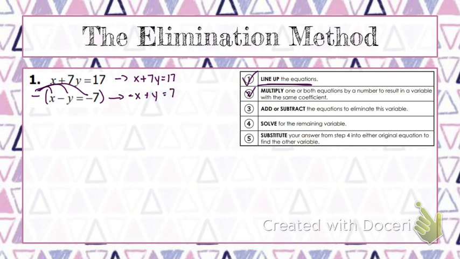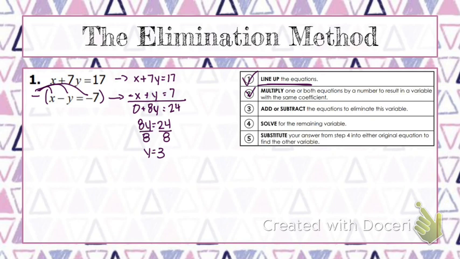And now we can add these together. So once we've distributed that subtraction, we just add these up. So x plus negative x is 0. 7y plus 1y is 8y. And then 17 plus 7 is 24. So now we have this equation, 8y equals 24. And we want to solve that for y, so we're going to divide both sides by 8, and we're going to get that y equals 3.